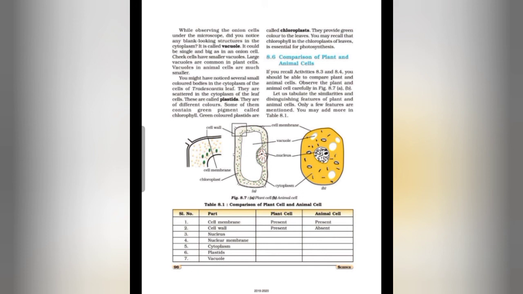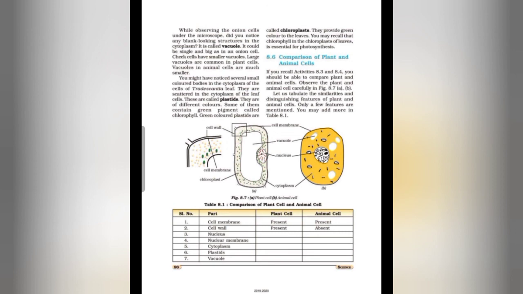Nucleus is present in both plant cell and animal cell. The nuclear membrane is also present in plant cell and animal cell. Cytoplasm is also present in animal cell and plant cell. Plastids are present in only plant cell. In animal cell, plastids are absent. And a large vacuole is present in plant cell and it fills most of the space of the cell, and in animal cell vacuoles are absent, and if present then they are very small in size. So this is all about the comparison of plant cell and animal cell.